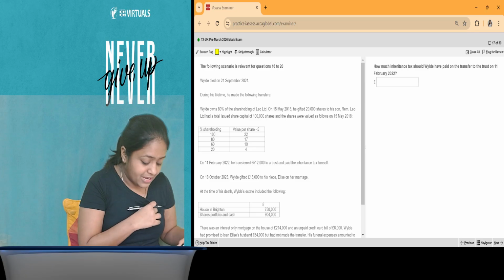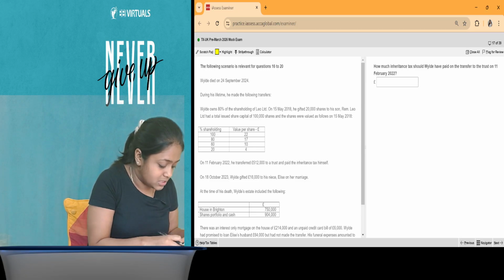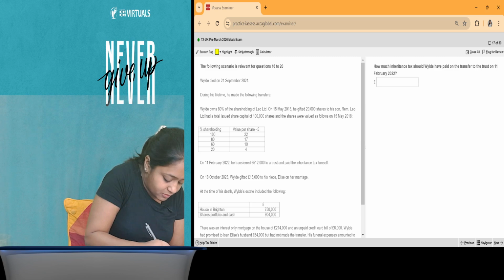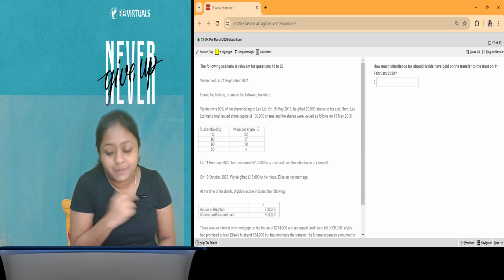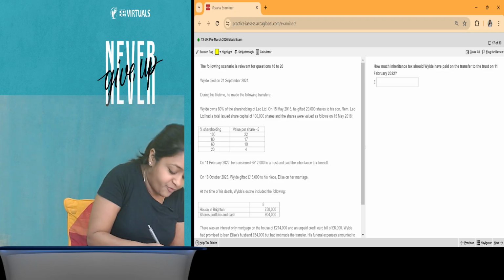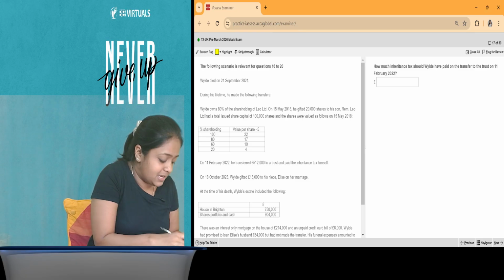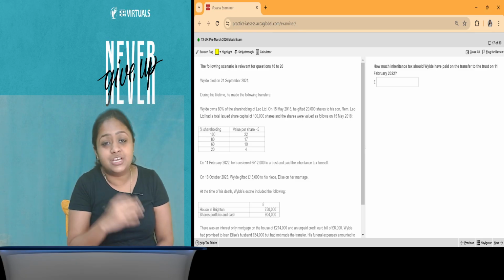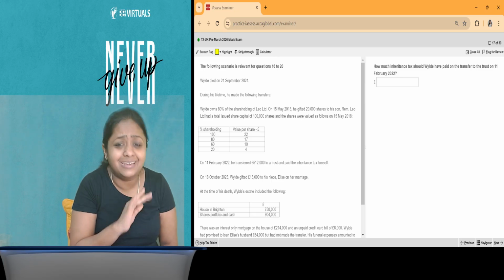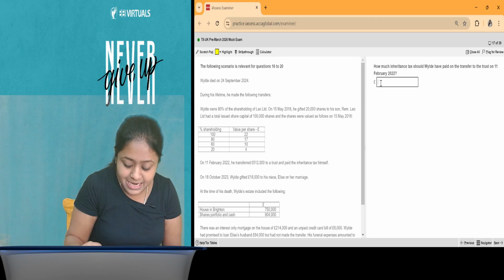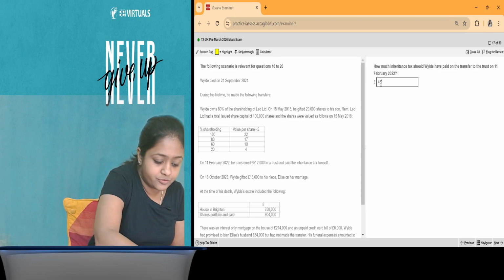So taxable value is 512,000 less 6,000 less 325,000, which is 181,000. Now tax is paid by the donor, so multiply 25% or 20 by 80. I simply do 25% and I get my IHT as 45,250. Done and dusted. So my answer here I will write as 45,250.